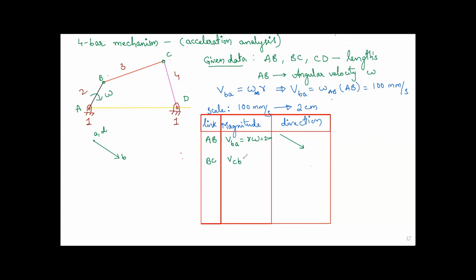And this formula also will be similar: radius BC into omega. But do we know omega of BC? Angular velocity of each link is different, so we don't know the omega of BC. So it is not possible to find out velocity of C with respect to B in magnitude. We don't know the magnitude, but we know the direction, which is perpendicular to the link.